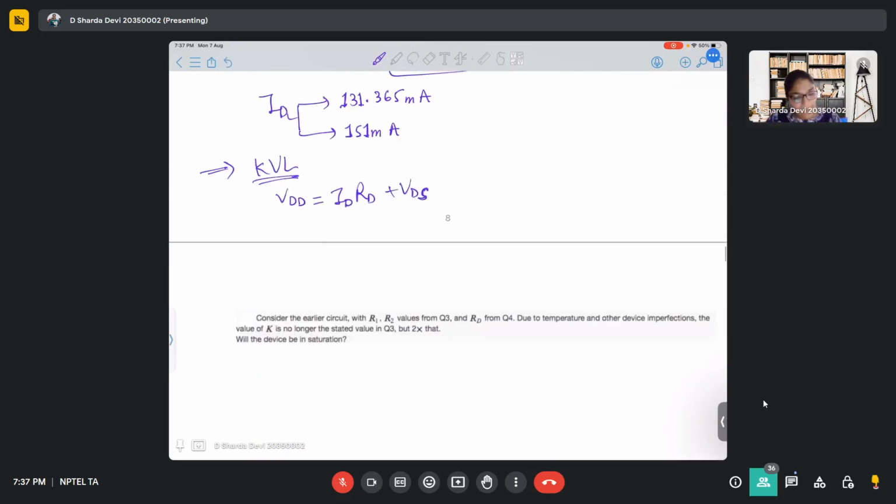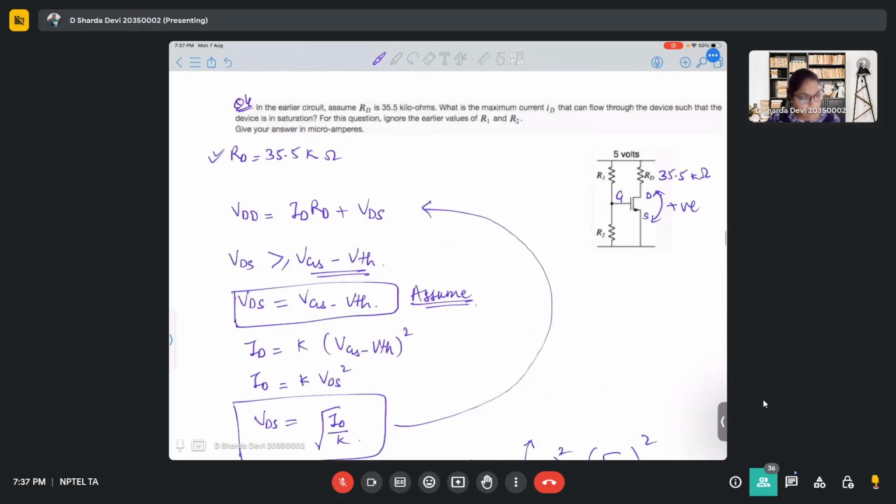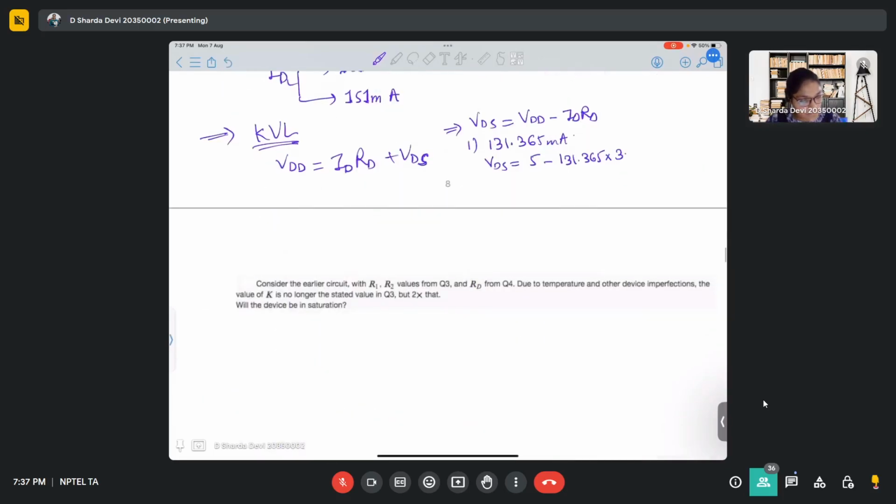So now what we can do, let's check for VDS, that is VDD minus IDRD. First we'll check for 131.365 milliamperes. So the VDS that you will get is 5 minus 131.365 into 35.5. So what is the value of VDS that you are getting? Is it positive or negative? Now second, for 151.